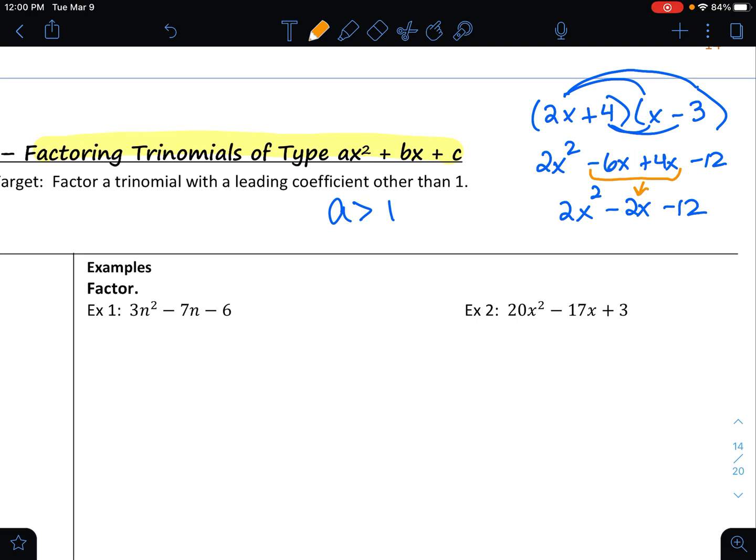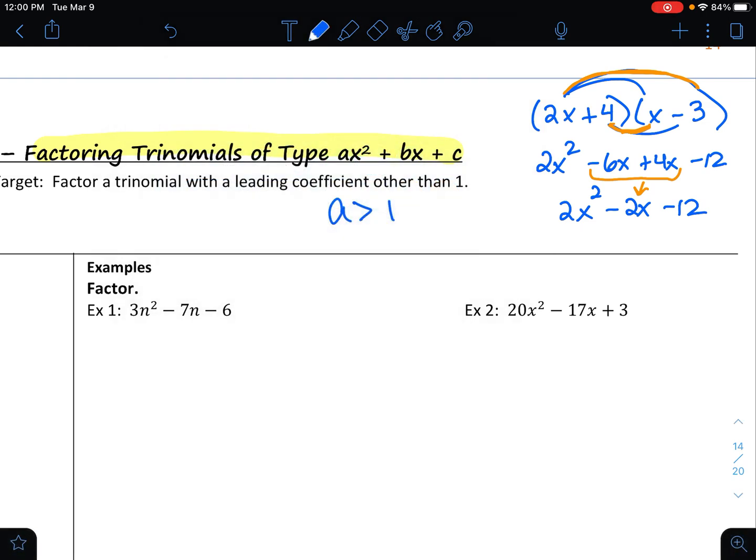And so I am going to constantly have to check. Those two came from multiplying the two outer terms with the two inner terms. Because I've got 2 times negative 3 gave me the negative 6x, 4 times x gave me the 4x. So I'm going to test out or check that those two create the middle term of my trinomial.